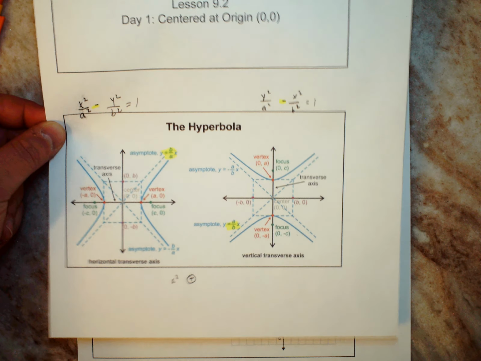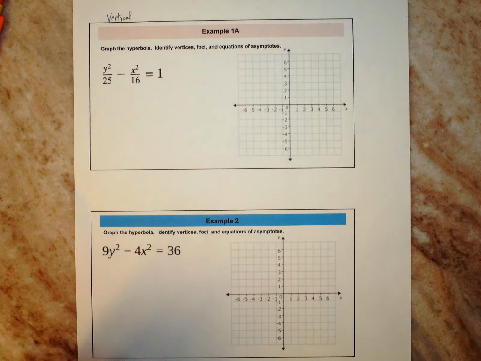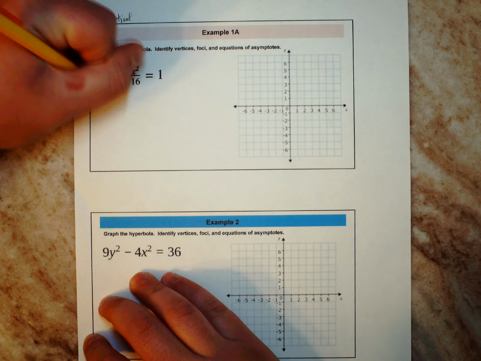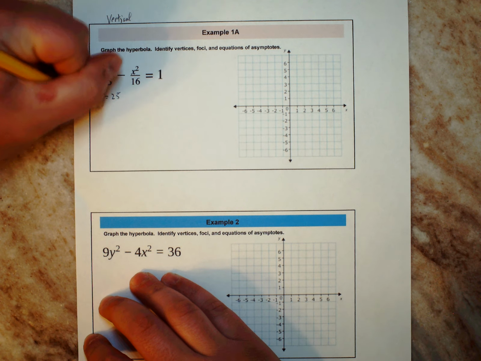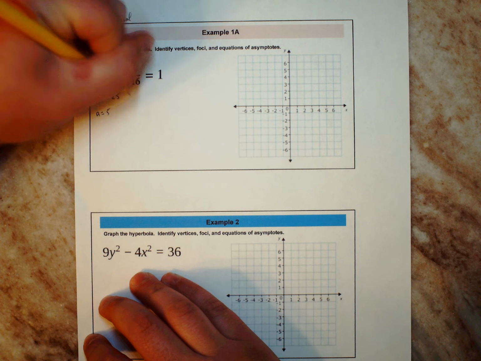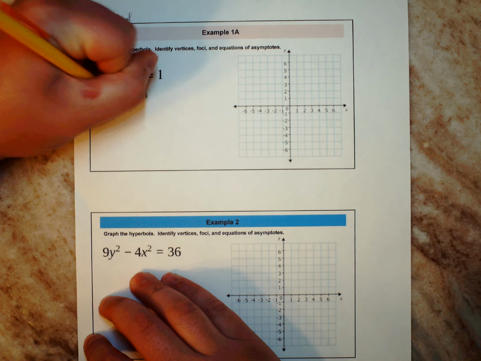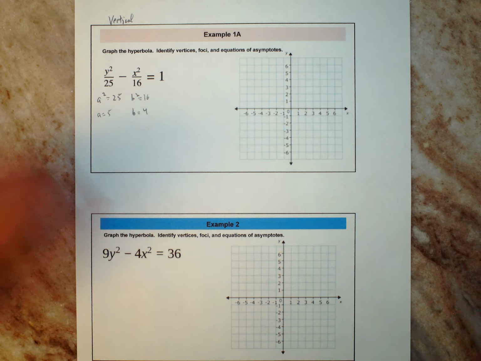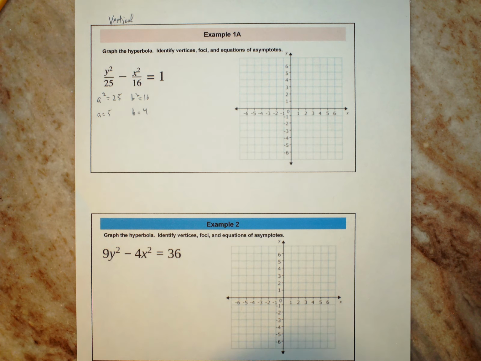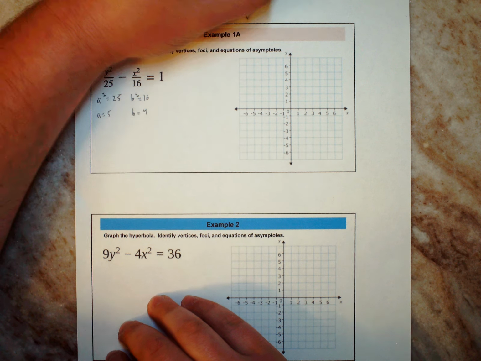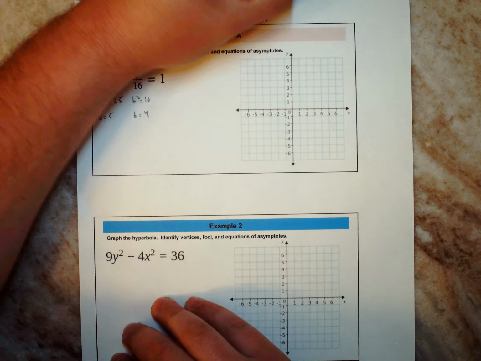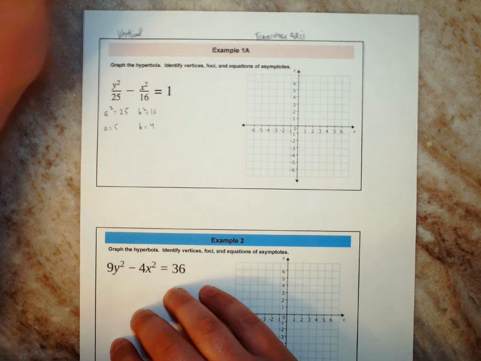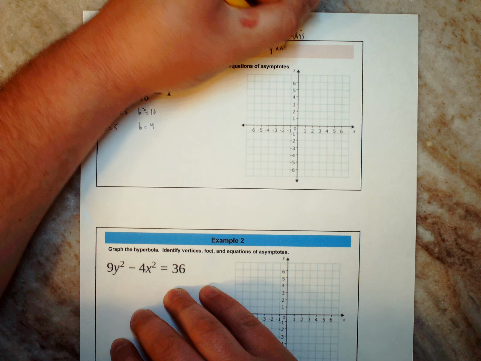This is going to be all available for you on Google Classroom, like always, so that you can check. So our a squared is 25 because the a squared is always positive, so that makes our a 5. Our b squared is 16, so our b value is going to be 4. So our transverse axis here up on the top, if you can see that, is going to be the y-axis.